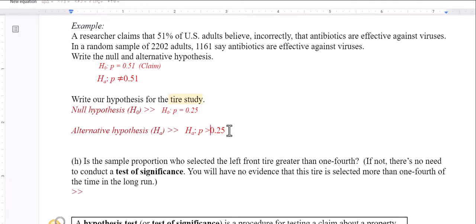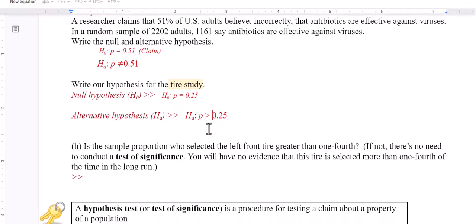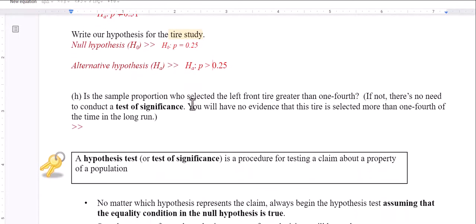And so this is one of those where we don't necessarily have a direct complement, right? So it's not a negation completely. The proportion is 0.25, and here the proportion is greater than 0.25. So again, the null hypothesis always has an equality of some sort: equals, greater than or equal to, less than or equal to, and the alternative hypothesis is the non-equals. So those are our hypotheses.